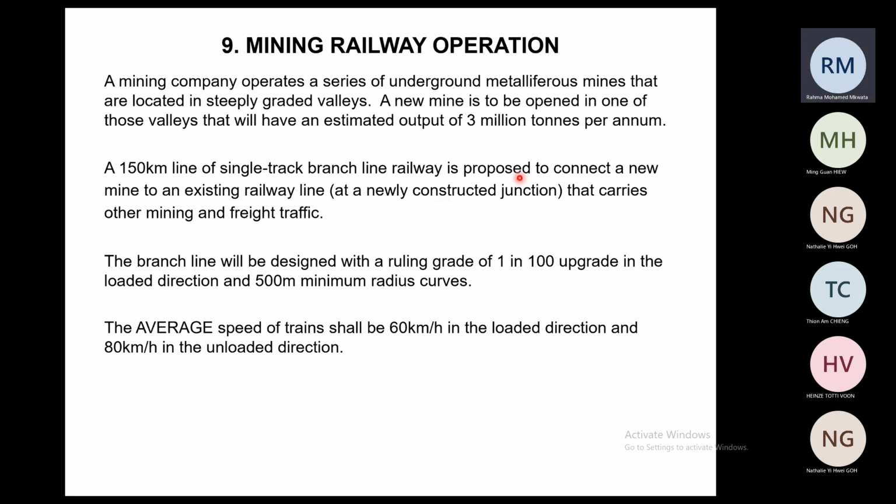railway is proposed to connect a new mine to an existing railway line at a newly constructed junction that carries other mining and freight traffic. The branch line will be designed with a ruling grade of 1 in 100 upgrade in the loaded direction and 500 meter minimum radius curves. The average speed of the train shall be 60 km per hour in the loaded direction and 80 km per hour in the unloaded direction.